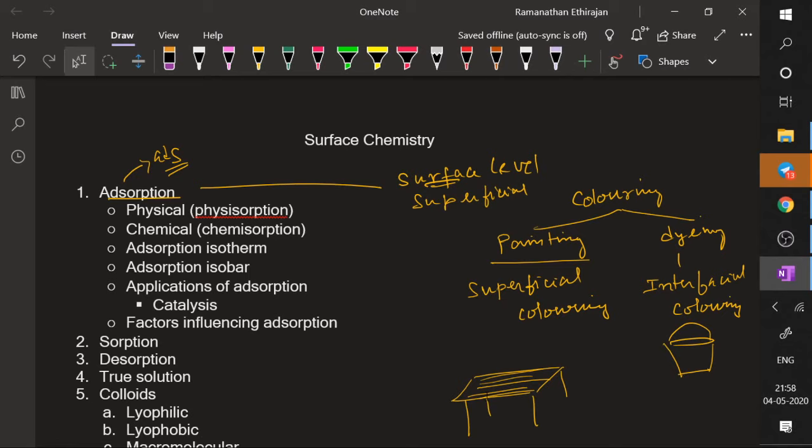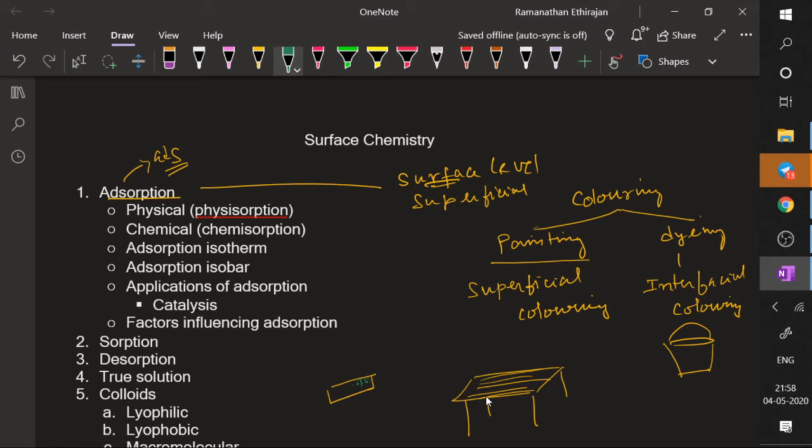So I hope now you should be able to understand adsorption. For example, let me take ink that is adsorbed over a chalk piece. I have got the chalk piece like this, and there will be some ink. The ink is superficially trapped, so this phenomenon is called adsorption.